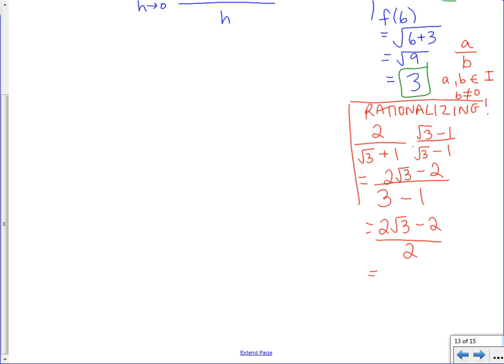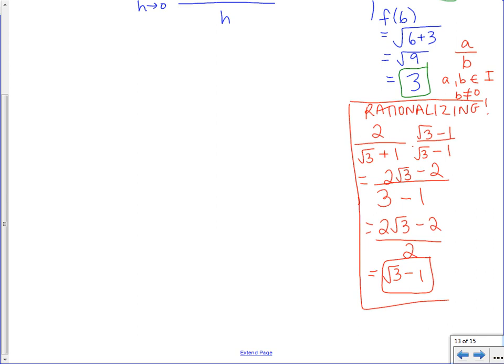If I didn't distribute, I could have left it. Like, what do you notice about the numerator and denominator? They have a common factor of 2 everywhere. So, root 3 minus 1, this would be the overall result, because the 2's would cancel. Okay. So, that was a refresher.